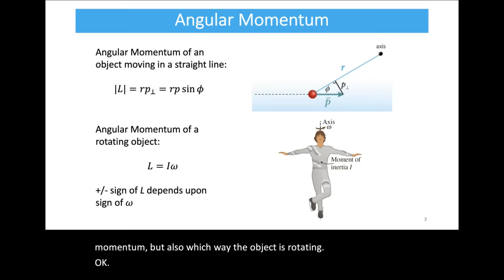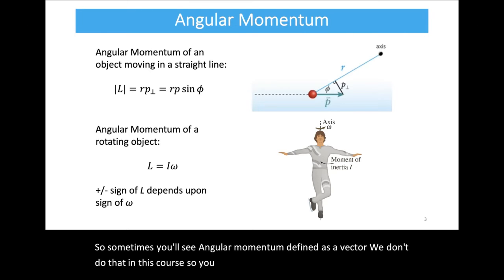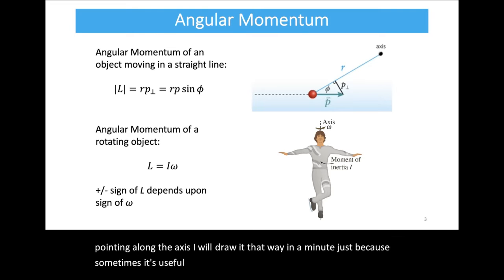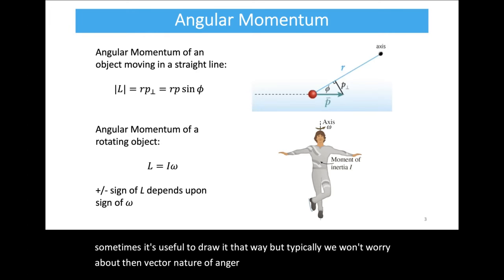So sometimes you'll see angular momentum defined as a vector. We don't do that in this course, though you can talk about an angular momentum vector pointing along the axis. I will draw it that way in a minute, just because sometimes it's useful to draw it that way. But typically, we won't worry about the vector nature of angular momentum here.